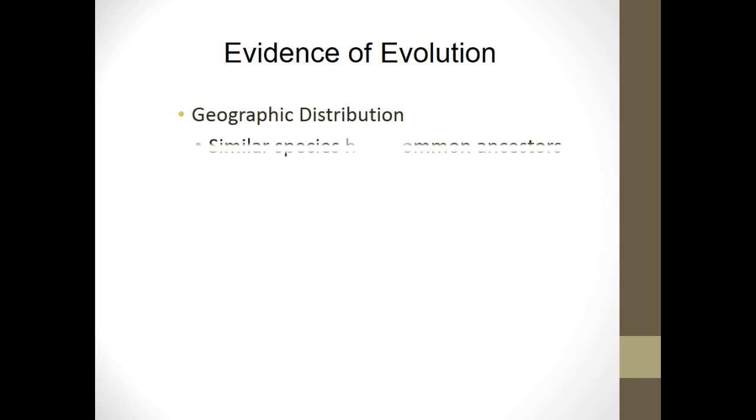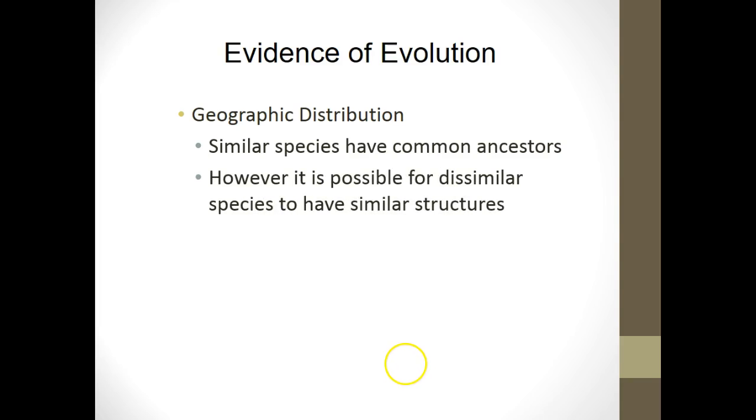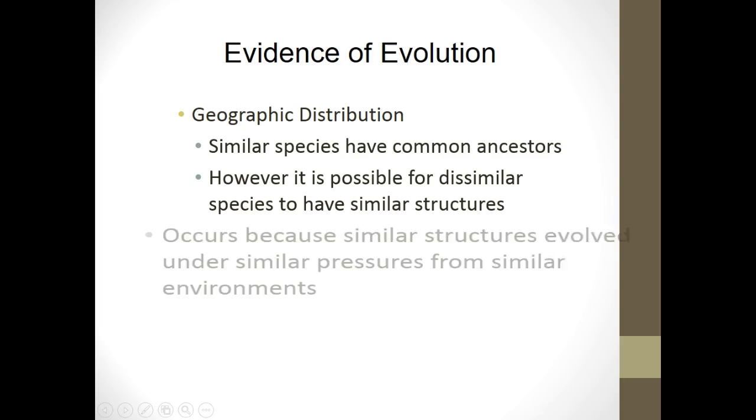Let's talk a little bit about geographical distribution. Similar species have a common ancestor. We've talked about it a lot, right? Like on the Galapagos, the finches, the mainland had a common ground finch. That common ground finch flew to the Galapagos Islands and basically diversified into the 14 or so species we see today. It is possible, though, for dissimilar species to have similar structures, and we're going to talk about that.